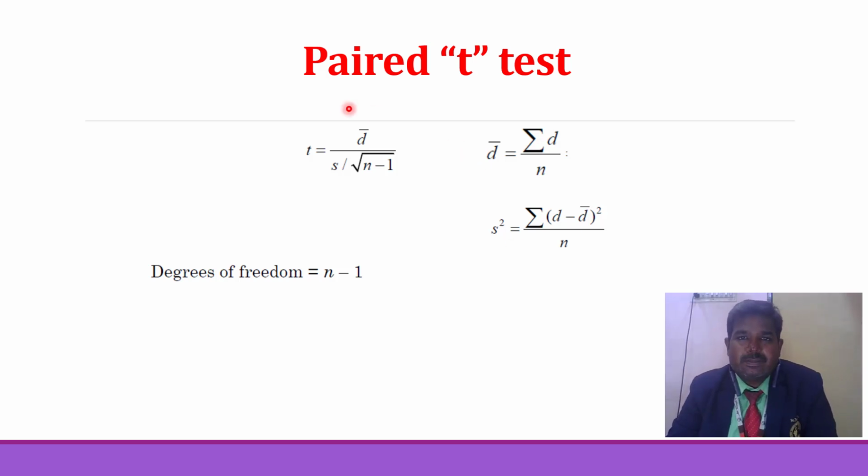The next one is the paired t-test that we are going to see. That is, when there is some relation between two samples, we can use the paired t-test. The formula is T is equal to D bar divided by S by root of n minus 1, where D bar is summation D by n, and S square is summation of D minus D bar whole square by n, with degrees of freedom n minus 1. We can see this by an example.